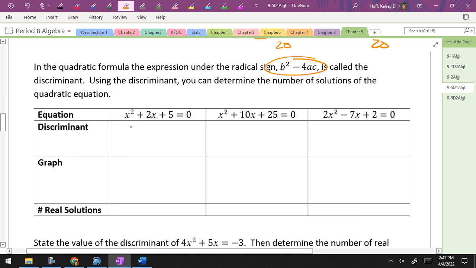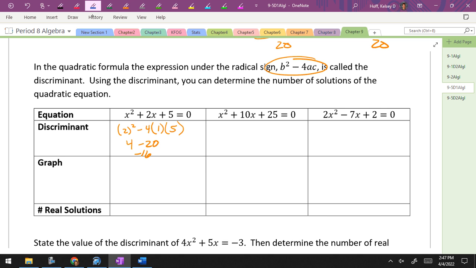What's my b value on the first one? 2 squared minus 4 times 1 times 5. Order of operations, what do I do first? Exponents, very good. We probably can do them almost at the same time. Do you guys agree? 2 squared is 4. Negative 4 times 1 times 5, negative 20. 4 minus 20 is negative 16.